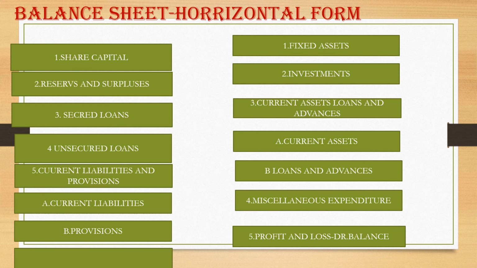Then we have capital redemption reserve. Capital redemption reserve is used if we are to redeem preference shares in future; we provide for it through capital redemption reserve. Then there is statutory reserve, which is obligatory under company law to maintain.